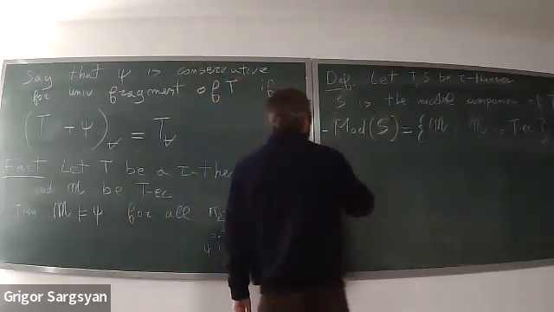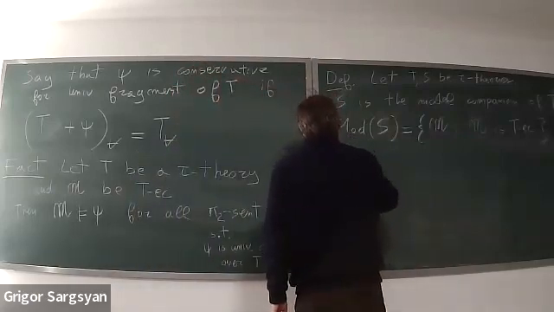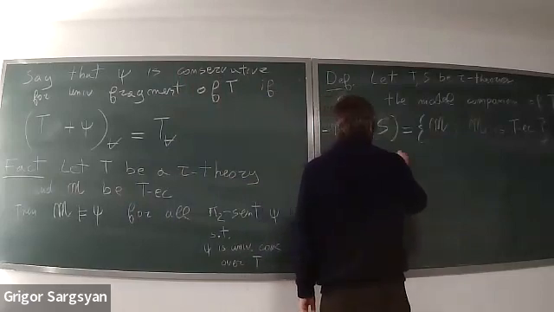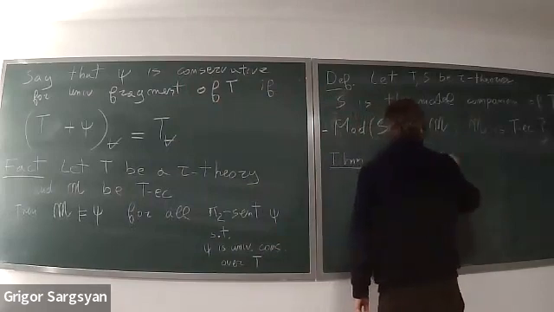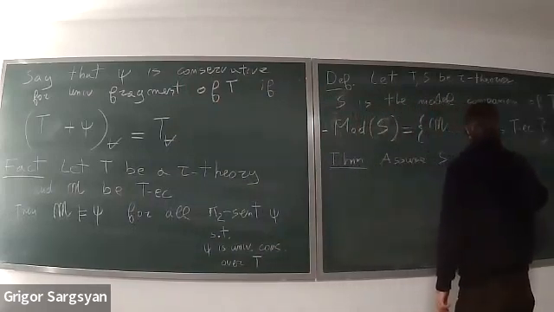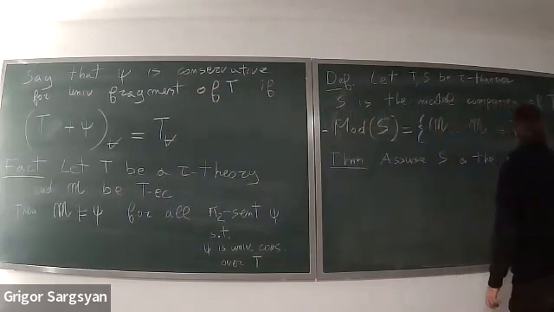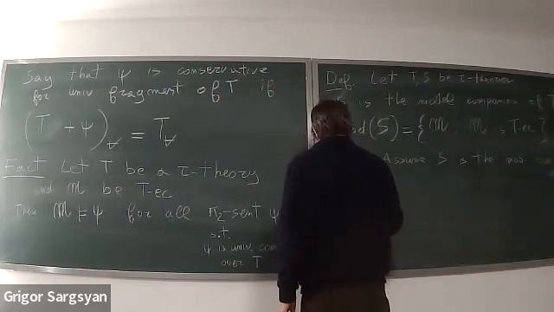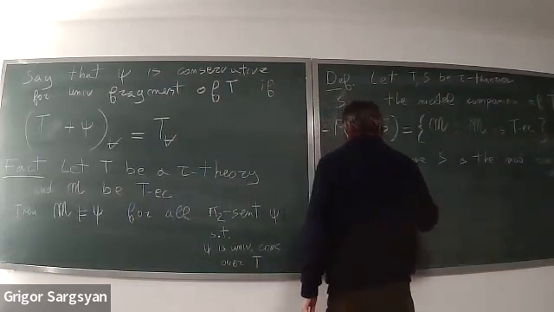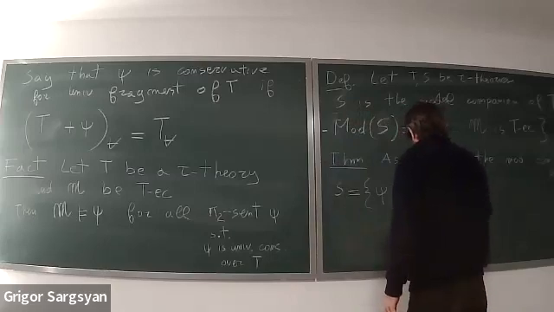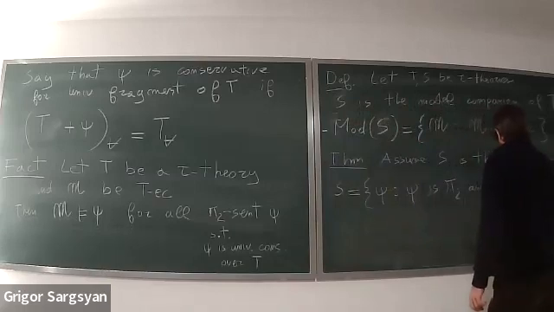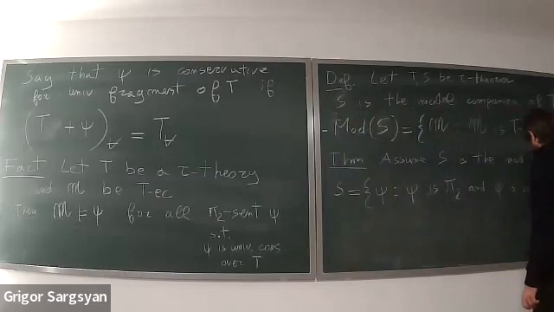Yes. And well, the theorem: assume S is the model companion of T. Then S is axiomatized by C such that C is pi 2 and C is universally conservative over T.